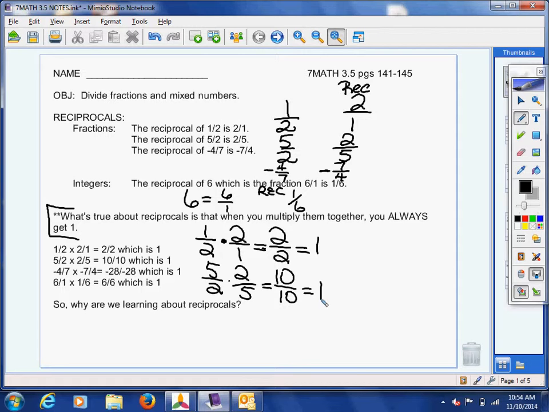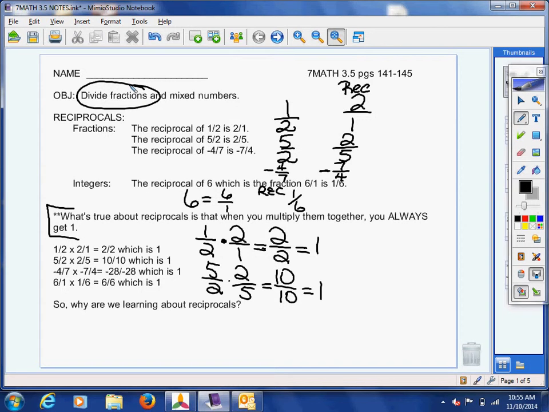So why in the world are we learning about reciprocals? Why did I bring that up as the very first thing we're learning when our objective is to divide fractions? Where do reciprocals come into play? What do you think? Because a fraction bar is a symbol of division. It is a symbol of division. I totally agree with you. So we'll table that. Let's see if what AB told us is true about why we're learning about reciprocals.